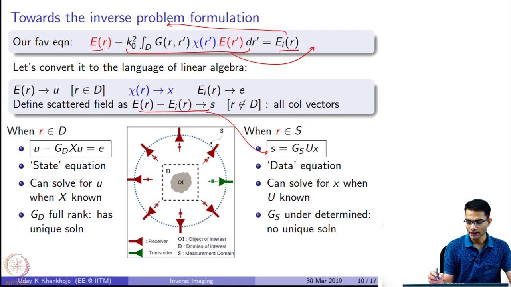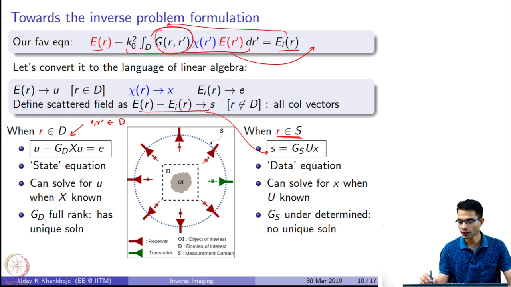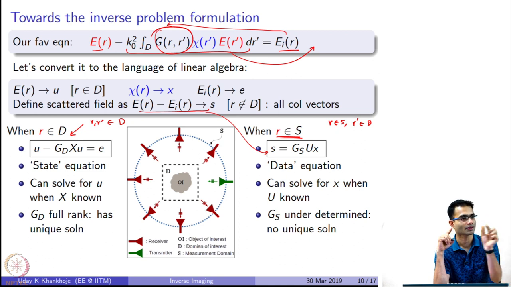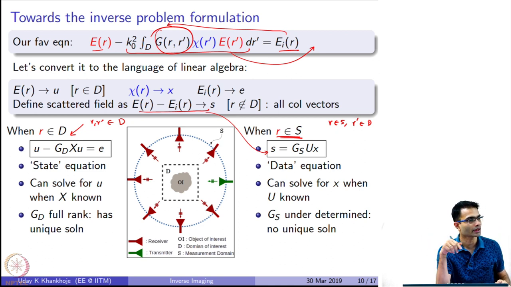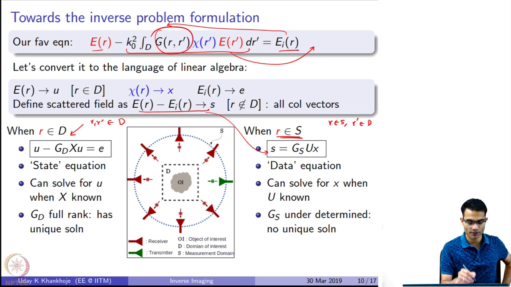Now, in this equation, when r is in capital S, the form of this is going to be different than what it was over here. Here r and r prime both belong to D. Here what happens is r belongs to S, but r prime continues to belong to D. So the values of the matrix coefficients will obviously be different. The integrals will be different. So I am going to call this a different matrix GS, just to distinguish it from this GD guy.